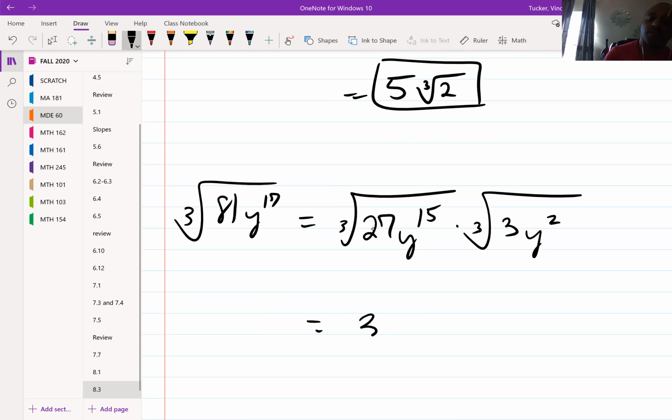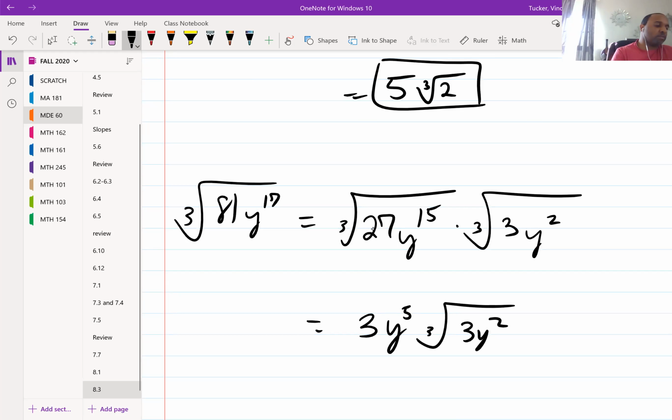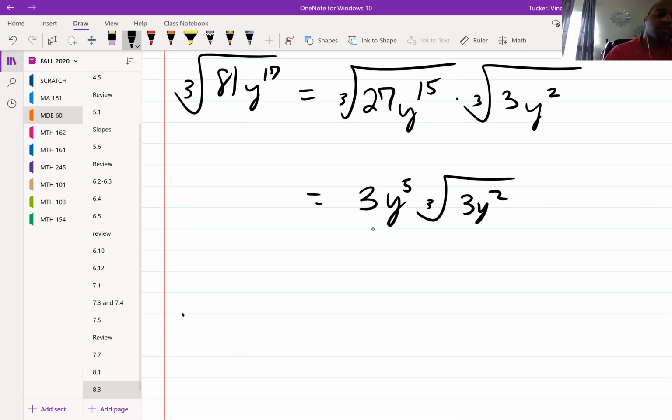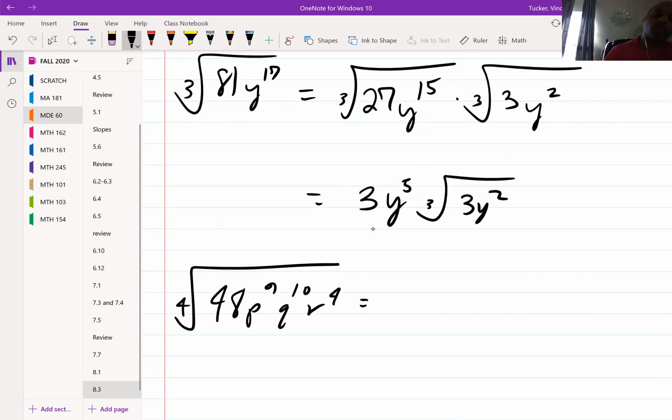Cube root of 27 is 3. Cube root of y to the 15th is y to the 5th. And that's the cube root of 3y squared. All right, question before we look at that next one.